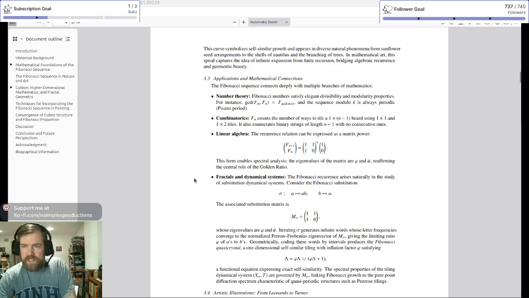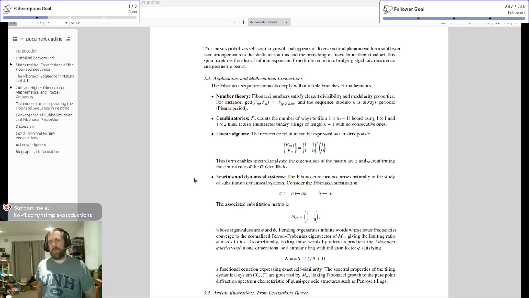This curve symbolizes self-similar growth and appears in diverse natural phenomena, from sunflower seed arrangements to the shells of nautilus and branching of trees. Not exactly. In the mathematical art, this spiral captures the idea of infinite expansion from finite recursion, bridging algebraic recurrence and geometric beauty. So if you were to measure the actual volume and/or linear length of a nautilus shell and all that other stuff, it is not necessarily going to be 1.6. It is going to be all over the place.